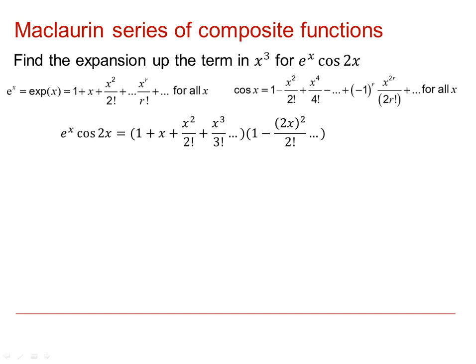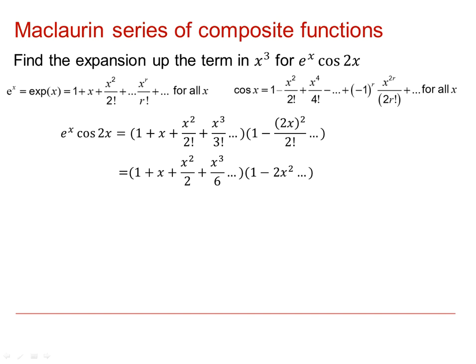We can work out the factorials. 2 factorial is 2, 3 factorial is 6, and of course 2x all squared is 4x squared. And so that simplifies to the following brackets. Now we need to multiply this out to give us the x cubed terms.